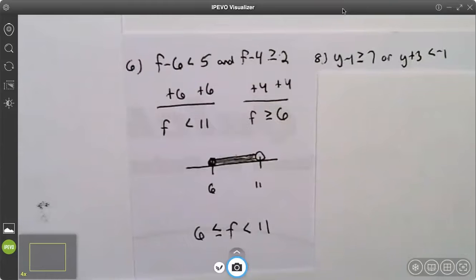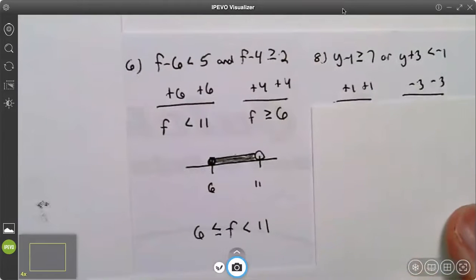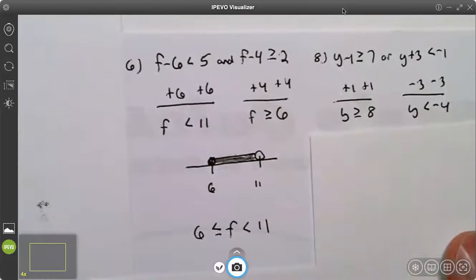Number 8 says it's an "or." So when we graph this one, the arrows should go away from each other like oars on a boat. Let's see what happens. On the left one, I add 1. On the right one, I subtract 3.